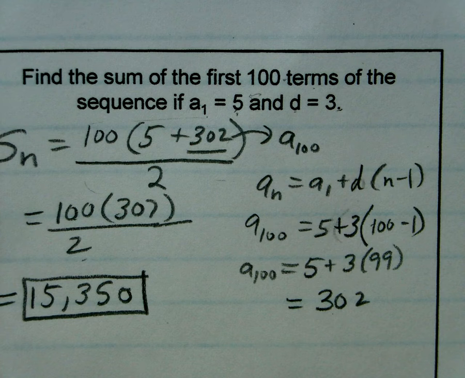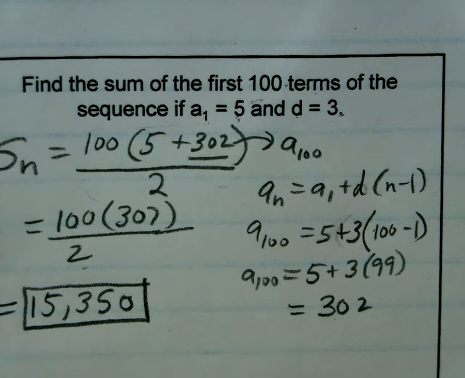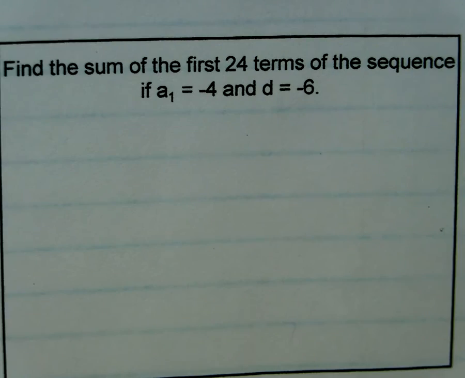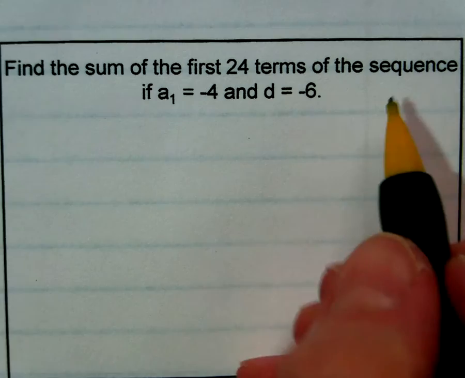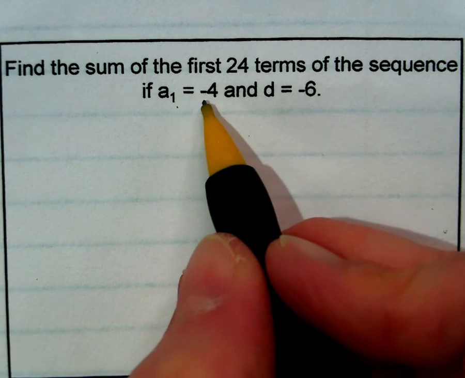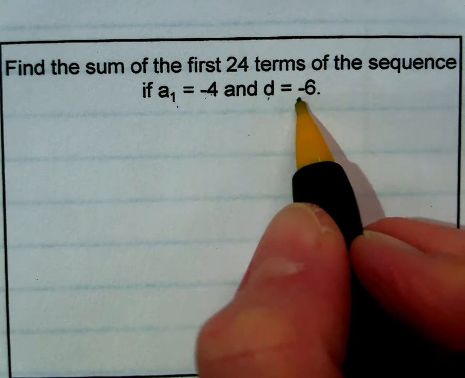Okay, so we're going to do one more problem like this, and then we're going to look at some that are not really harder, just set up differently. So in the next piece, it says find the sum of the first 24 terms of the sequence if the first term is -4 and the common difference is -6.